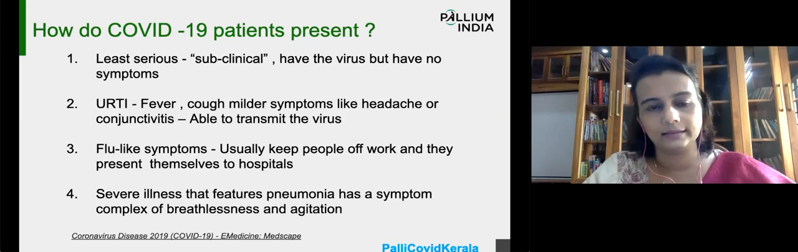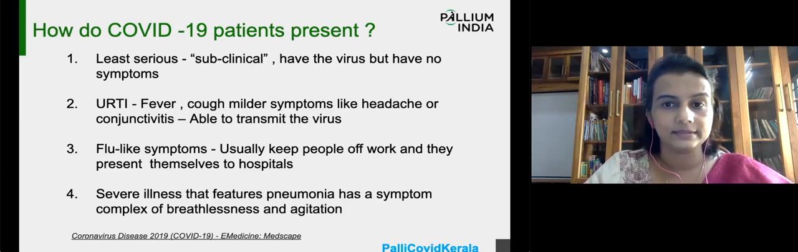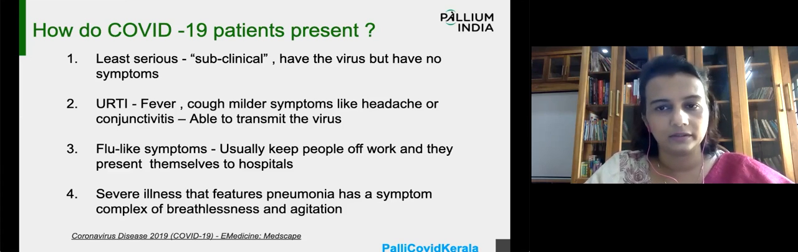Then we've got the other group which presents with upper respiratory tract infection symptoms like fever, cough. You can also have milder symptoms like headache and conjunctivitis. The important thing to remember is this group of patients are able to transmit the virus. Then we have a third group of patients which presents with flu-like symptoms, and which usually keeps the patients off work, and sometimes they can present to hospital themselves. Again, it depends on which country they are. Different countries have different policies for managing such patients, and some countries do admit them earlier on, and some countries try and manage symptoms at home.